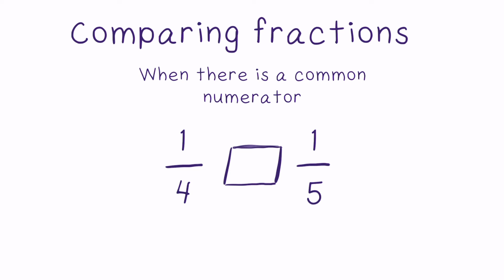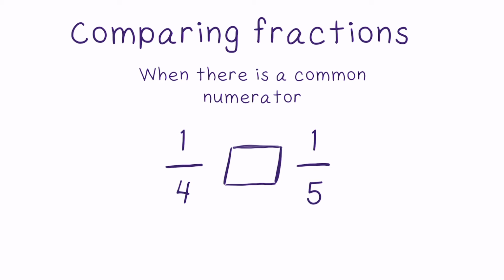Okay, so what we have to think about is each fraction represents that a whole has been broken up into a certain number of pieces. The first fraction shows that the whole has been broken up into 4 pieces, and the second fraction shows that the whole has been broken up into 5 pieces. Since we're working with a common numerator here, and in this case they're both unit fractions, so we're working with the numerator of 1 in both cases, we have to ask ourselves which piece is going to be bigger.